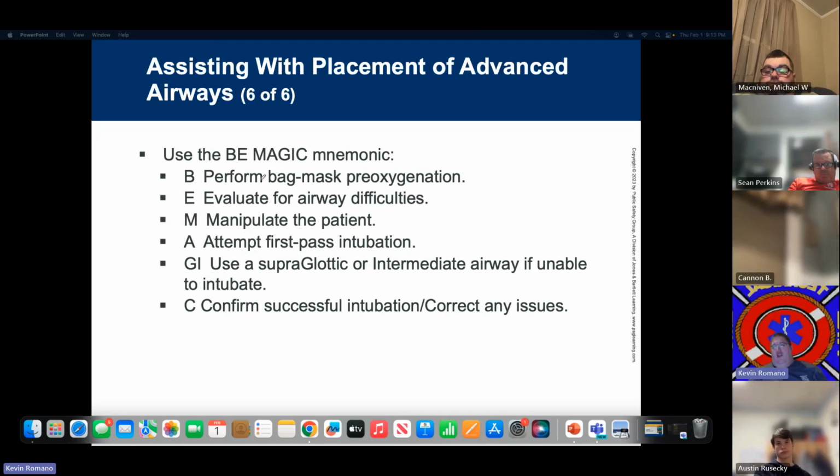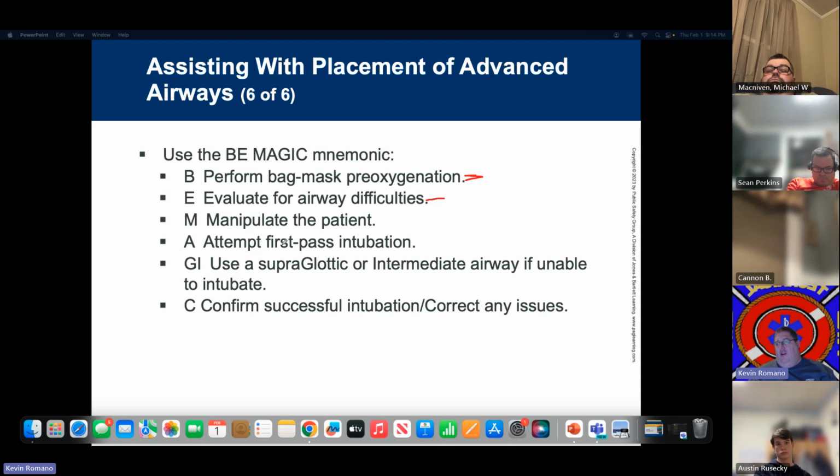So the BMAGIC: perform bag valve mask pre-oxygenation. This causes the nitrogen washout. Evaluate for airway difficulties. We look at what they call a Mallampati score to find out if it's 1 through 4, looking at the potential difficulty of an airway. There's other methods we can utilize too. Manipulate the patient if we need to. The best way to intubate somebody is take the head of the stretcher up to 30 degrees like this, and then you get a better view of the cords.